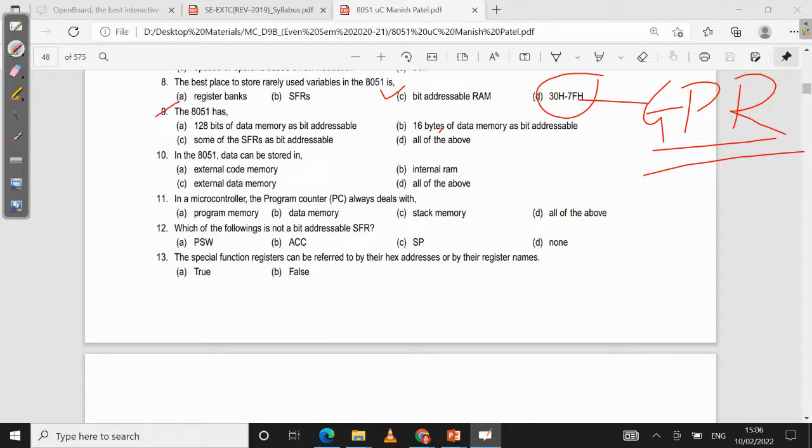Next, 8051 has 128 bits of data memory as bit addressable, 16 bytes of data memory as bit addressable, some of the SFRs as bit addressable, all of the above. This is also interesting.